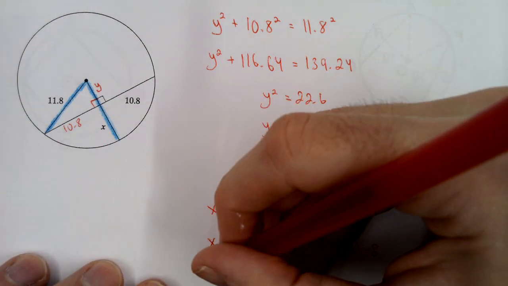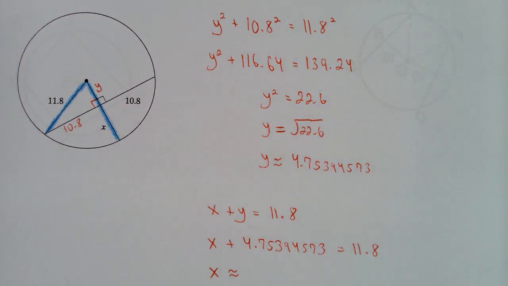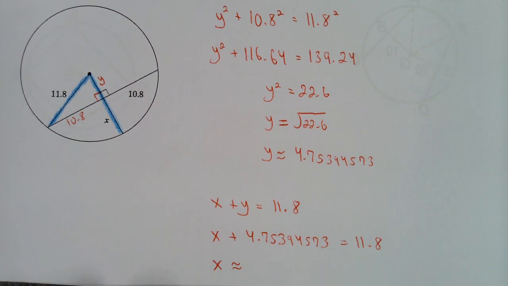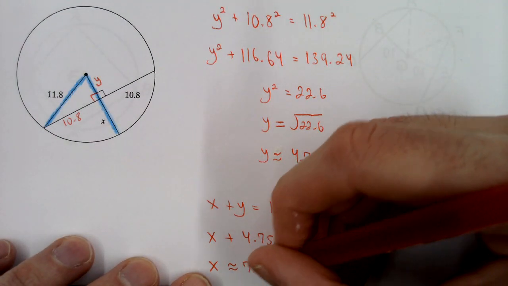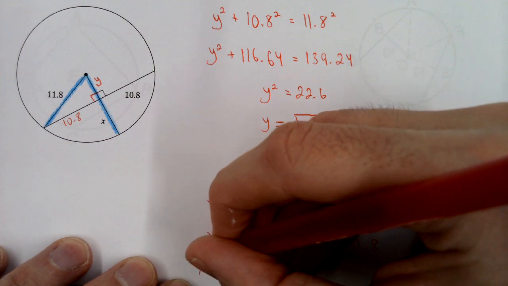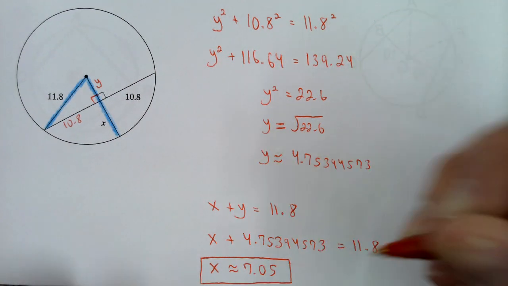It doesn't tell you where to round, so I'm going to say x is approximately, I'll do 7.05. It does not tell you where to round. I'll just do 7.05. That looks good.